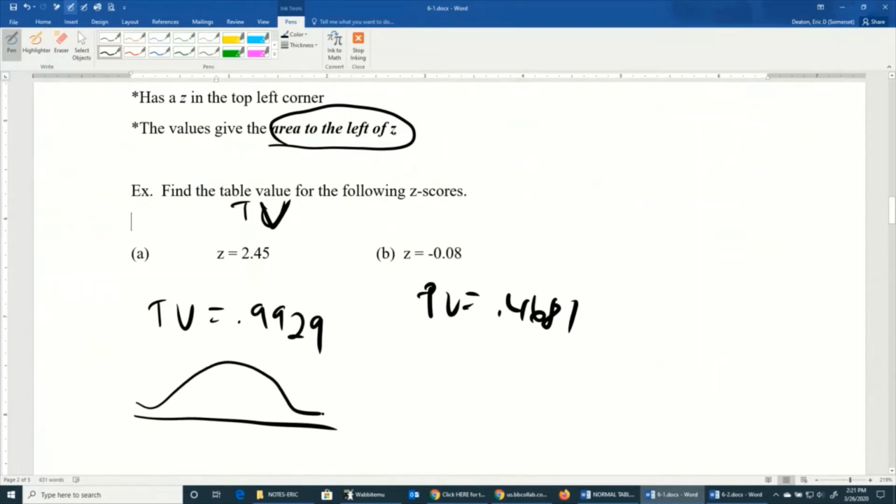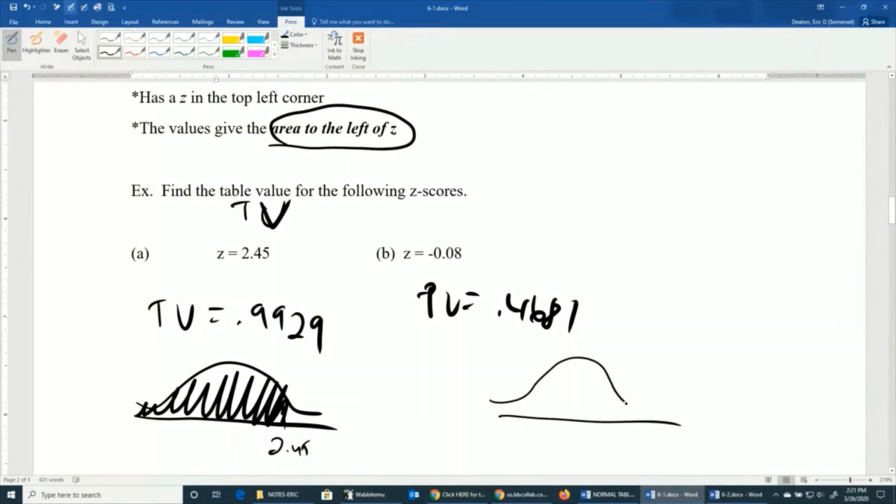Remember what I said about negative 3 and 3? This is really close to 3, so it's going to be way over here. These table values always get the area to the left. So if I were to shade to the left, does it not look like it's going to be about 99% of the curve? And then try negative 0.08. Remember, 0 is in the middle. Negative 0.08 is somewhere over here, just to the left of it.